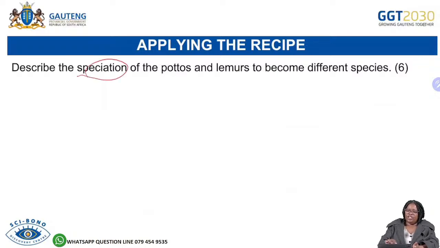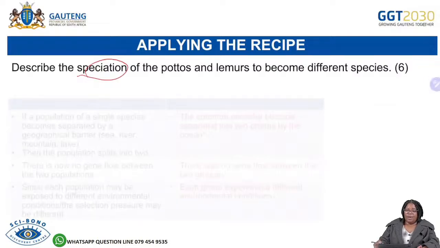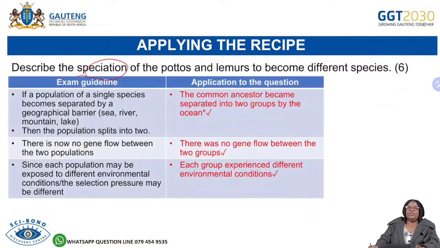Describe the speciation of the pothos and lemurs to become different species. This is for 6 marks. Describe the speciation of the pothos and lemurs to become different. Remember, we have explained that structure. So I'm going to compare when you are applying the general rule according to exam guideline.